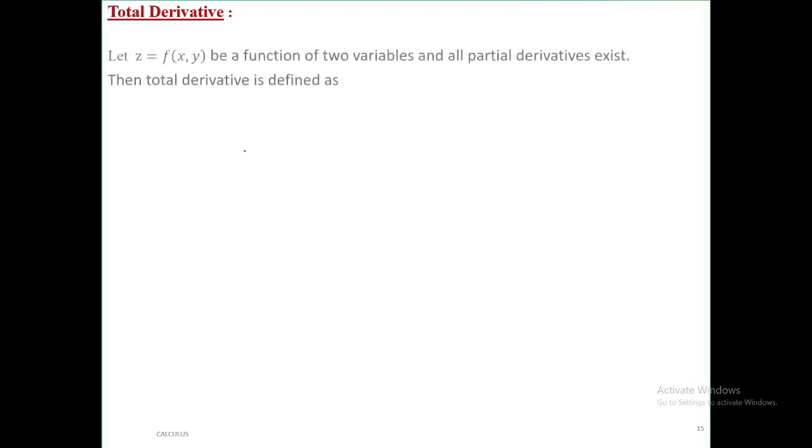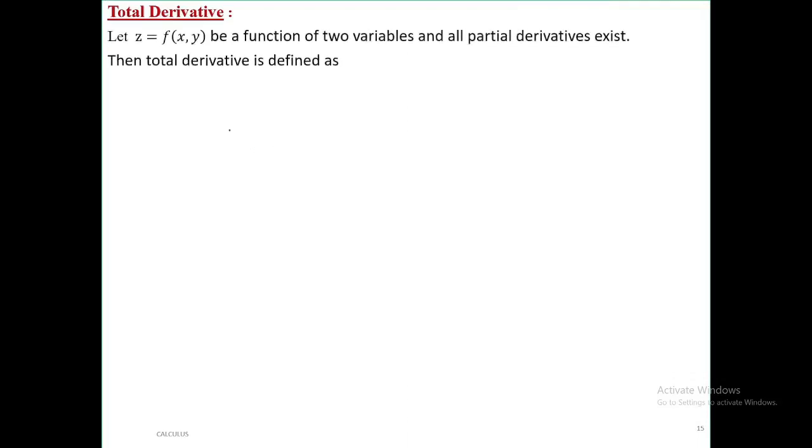Total derivative, a new concept. Let z be a function of two variables, and all the partial derivatives exist for z. Then the total derivative is defined as dz = fx dx + fy dy. Here fx means the partial derivative of f with respect to x, and the partial derivative of f with respect to y is fy. So this is called the total derivative by definition.